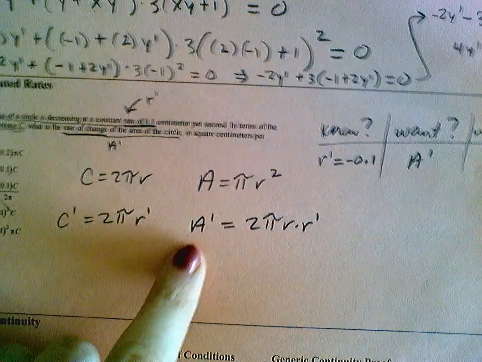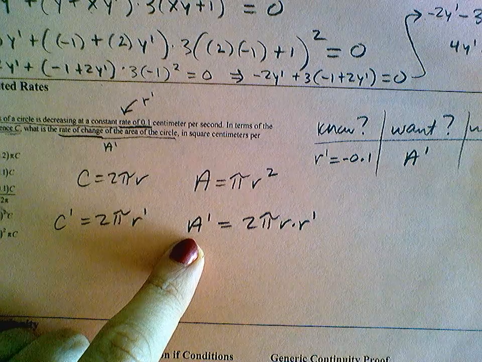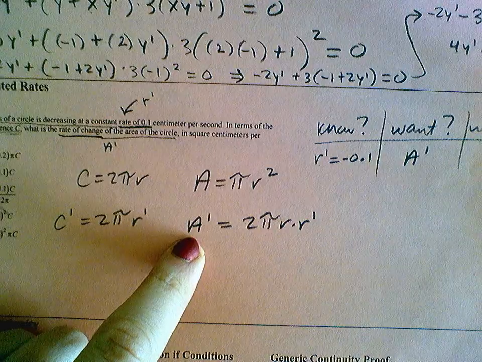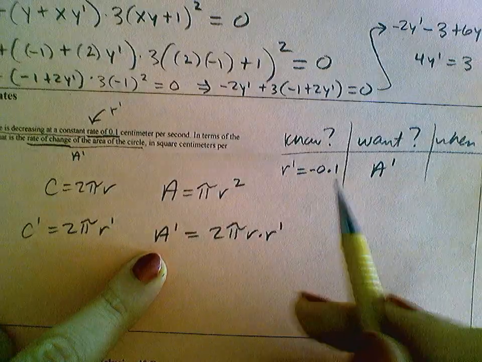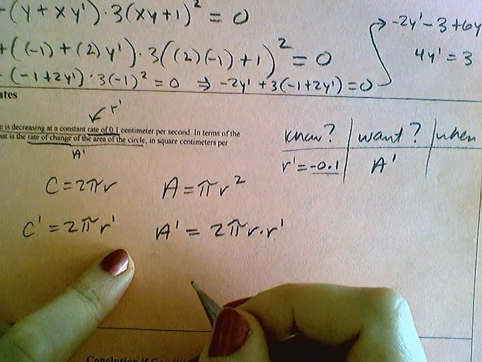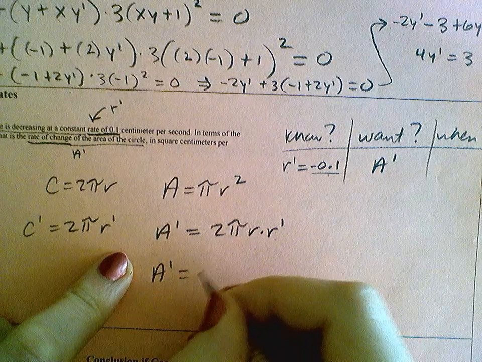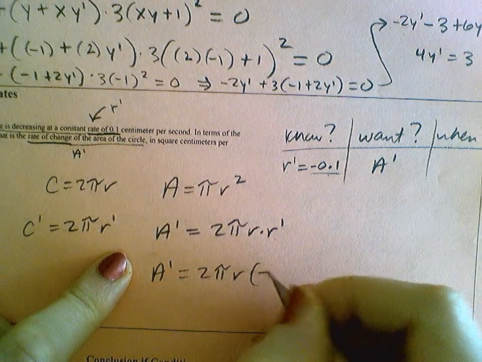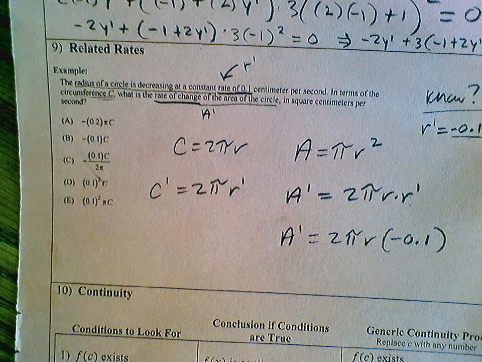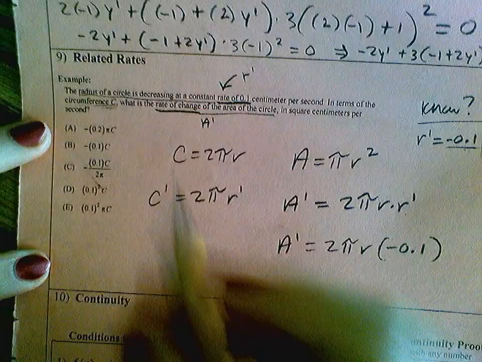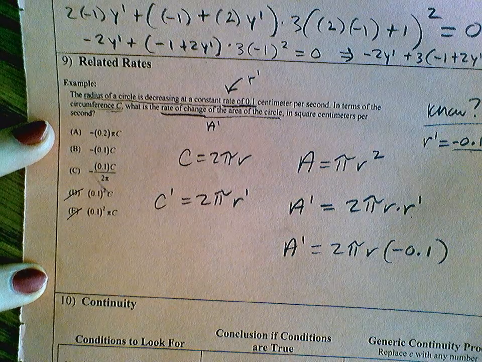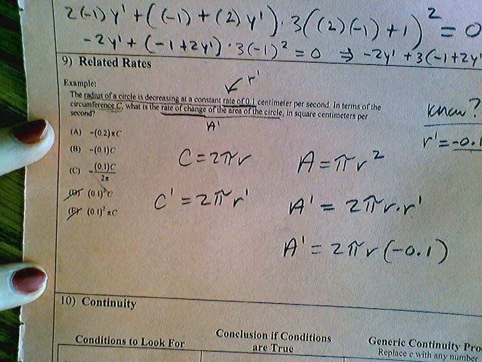Alrighty, they want a prime in terms of c. Well, what we know is this. So this can go in for that r prime. So a prime equals 2 pi r times negative 0.1. Now look at the choices. Do we see anything? Oh, I can cross these off because we're not squaring the 0.1. So that leaves me a better chance of guessing correctly.